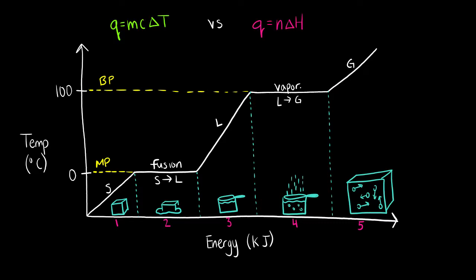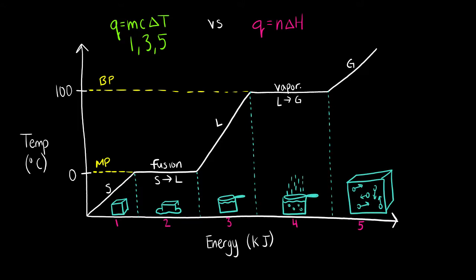Q equals mc delta T can only be used at section 1, section 3, and section 5, where there is a solid, liquid, or gas phase that is not changing from one phase to the next. It is simply heating. And the reason that you can use Q equals mc delta T for only sections 1, 3, and 5 when it's a solid, liquid, or a gas is because there is a change in temperature, which is represented by the slope. You cannot use Q equals mc delta T at sections 2 and 4 because there is no change in temperature.